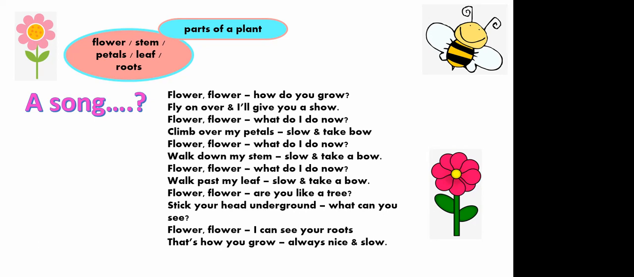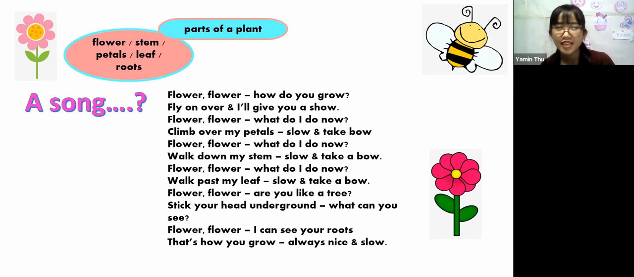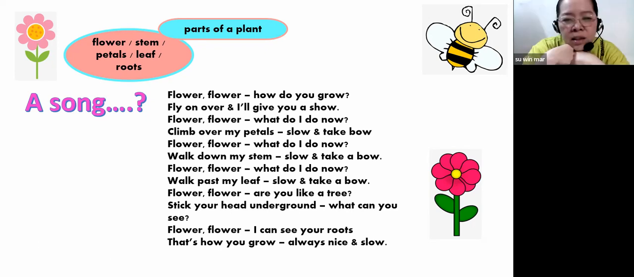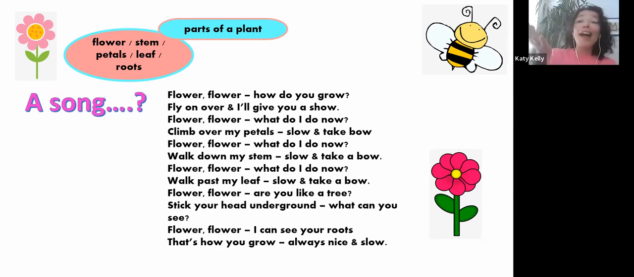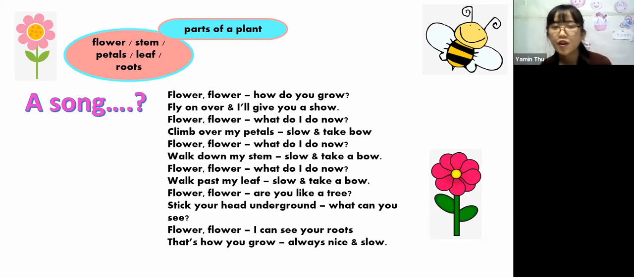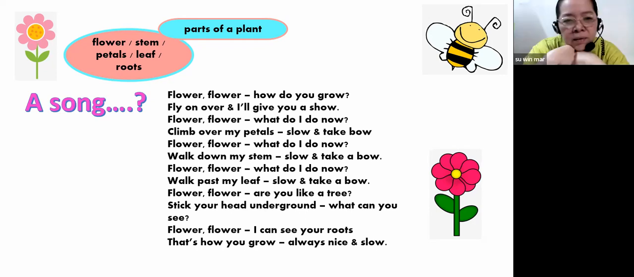Flower, flower, are you like a tree? Take your head and crown. What can you see? Flower, flower, I can see roots. That's how you grow. Always nice and slow.